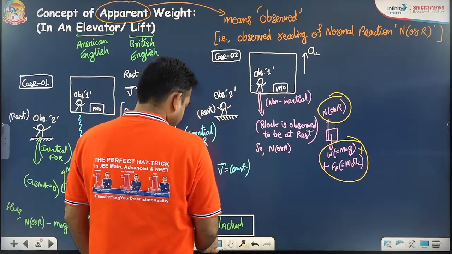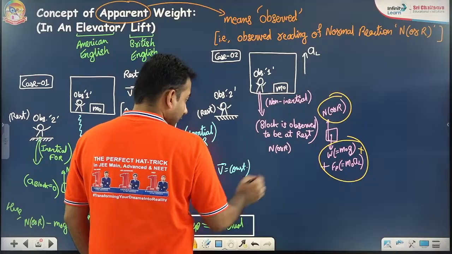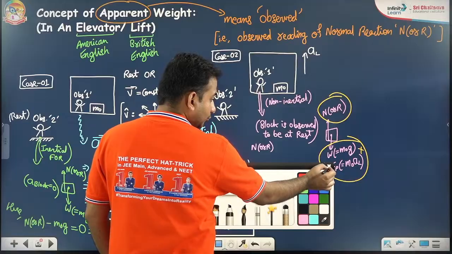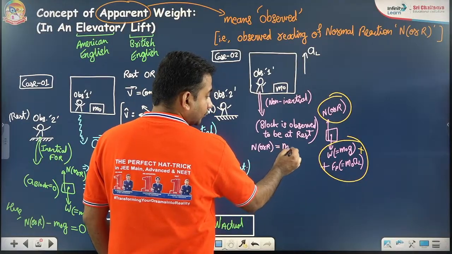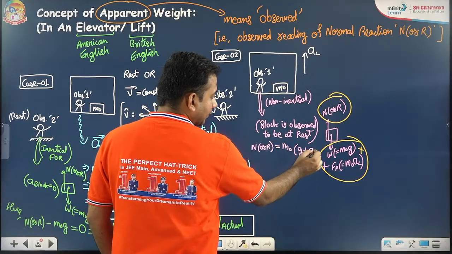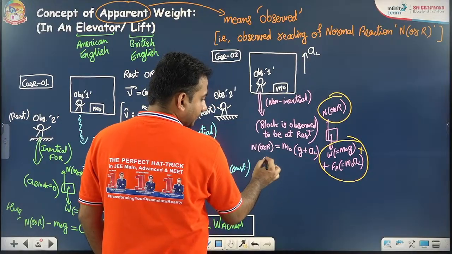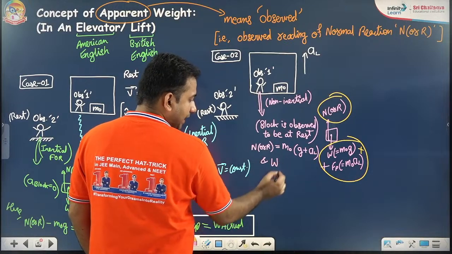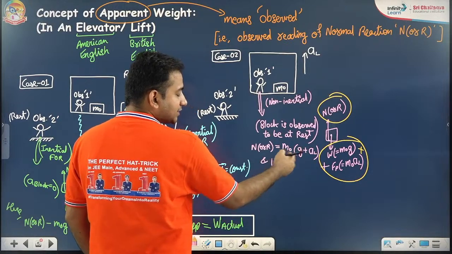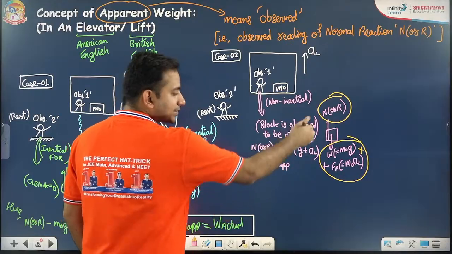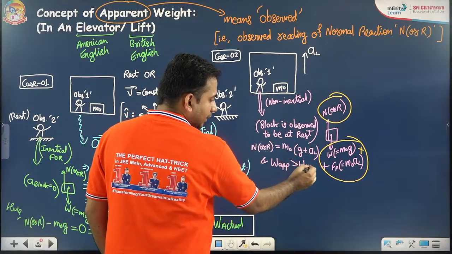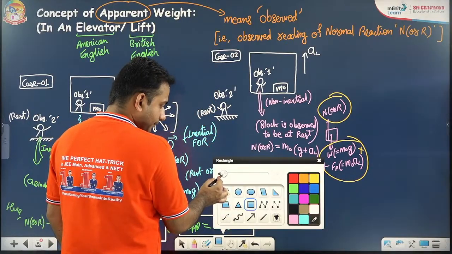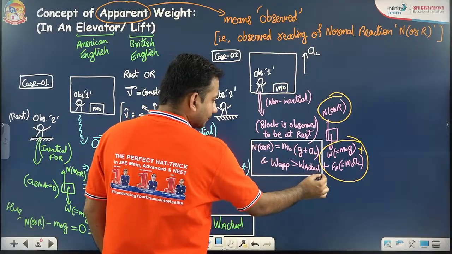So you will say N or R will be equal to m naught, if you take common, it is g plus AL. And clearly your N or R means normal reaction, that is the observed weight or apparent weight, and mg is the actual weight, but it is m of g plus AL. So it is greater than W actual. I hope this logic is clear to you.